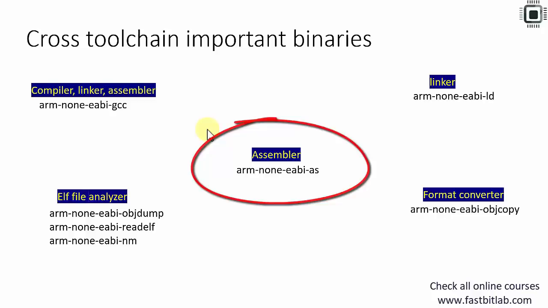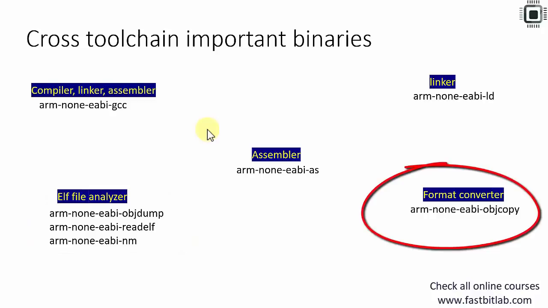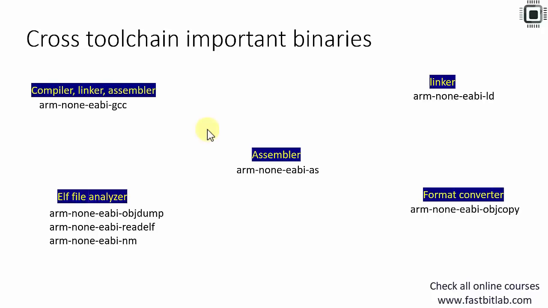After that, you have the ELF file analyzers like objdump, readelf, nm, etc. And also there is something called a format converter like objcopy, which is used to convert one executable format to another executable format. We'll see this practically as we make progress in this lecture series. So in the next lecture, I'm going to cover the build process, and I'll see you in the next lecture.